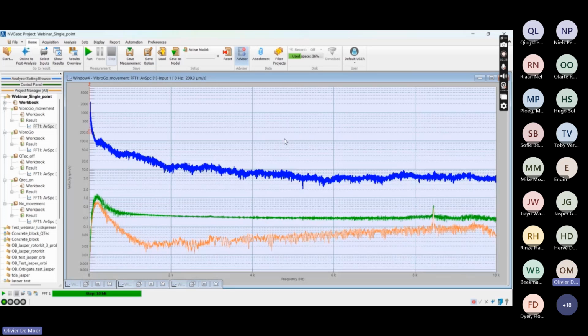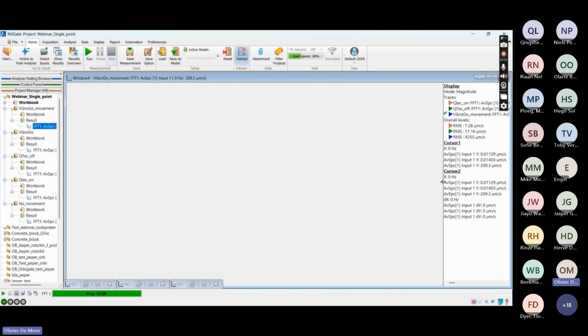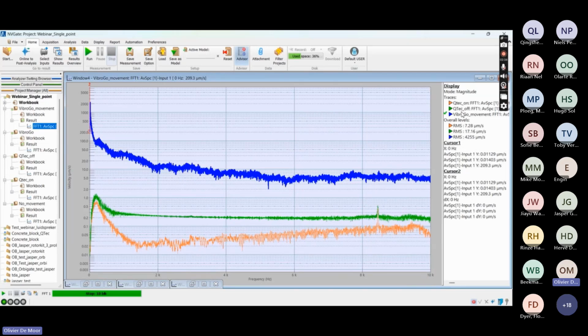And if we compare the QTec off versus the VibroGo versus the QTec on, you see clearly the difference between helium-neon, infrared, and then QTec even gives way better noise floor resolution. So that's a little bit the conclusion that we can get from this measurement of the three different sensor types that we have.